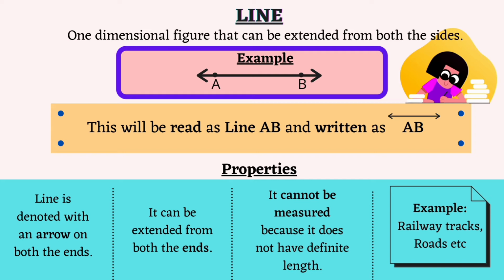Now a few properties of line are: line is denoted with an arrow on both the ends. So what does this arrow mean? It means that the line is something whose length we can extend from both the ends. Arrow indicates there is no stopping, and thus the length of the line cannot be measured. So a few examples of line are railway track, roads, etc.